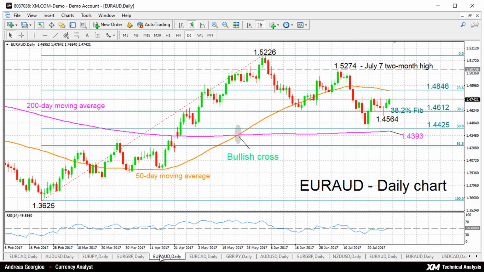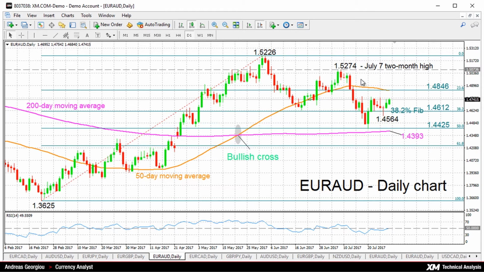Continuing with EURAUD on the daily chart, again the RSI is hinting to neutrality in the very short term. It is currently at the 50 neutral level. If the price advances, the 23.6% Fibonacci retracement level of the February 22 to June 1 up leg at 1.4846 could act as a barrier to the upside. Notice that this level also roughly coincides with the 50-day moving average line.